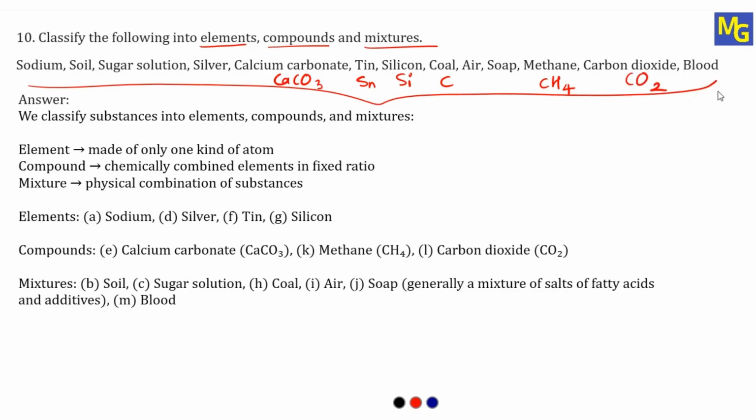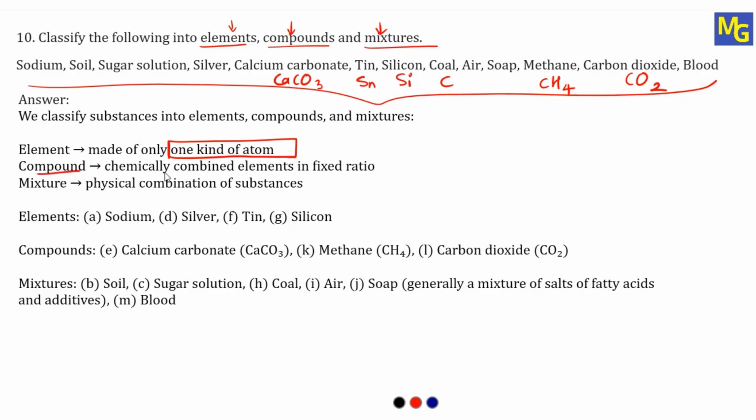So all these things which are given, we have to differentiate and classify into elements, compounds and mixtures. First we will see what an element, compound and mixture are. So see here, what is an element? Made up of only one kind of atom. You have to be very careful and understand the basic things. An element is made up of one kind of atom.